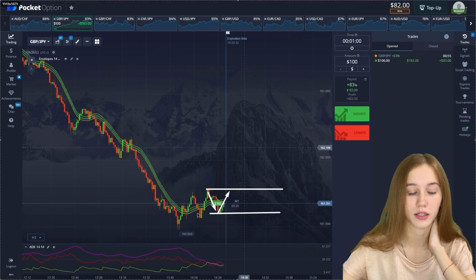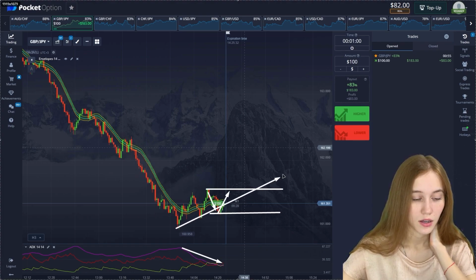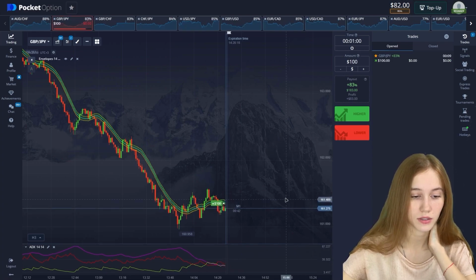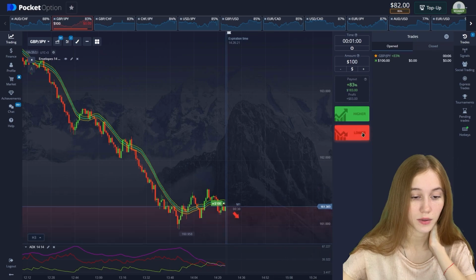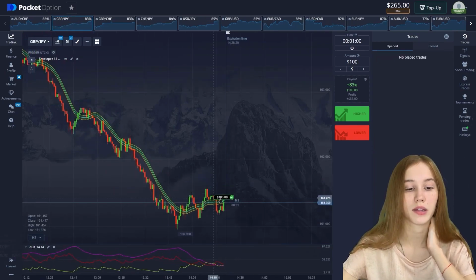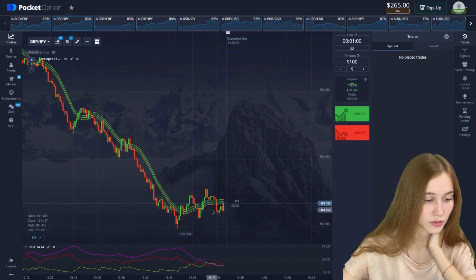There was a sharp decline and a very long one, and now the market will begin to recover. The red line is directed downwards and the green line is directed upwards. This is good. We see a trend reversal, and 5 seconds left until the end of the deal. Let's see. Good. Our profit is $183 and the balance is $265. Good. Let's move on to the next concept.